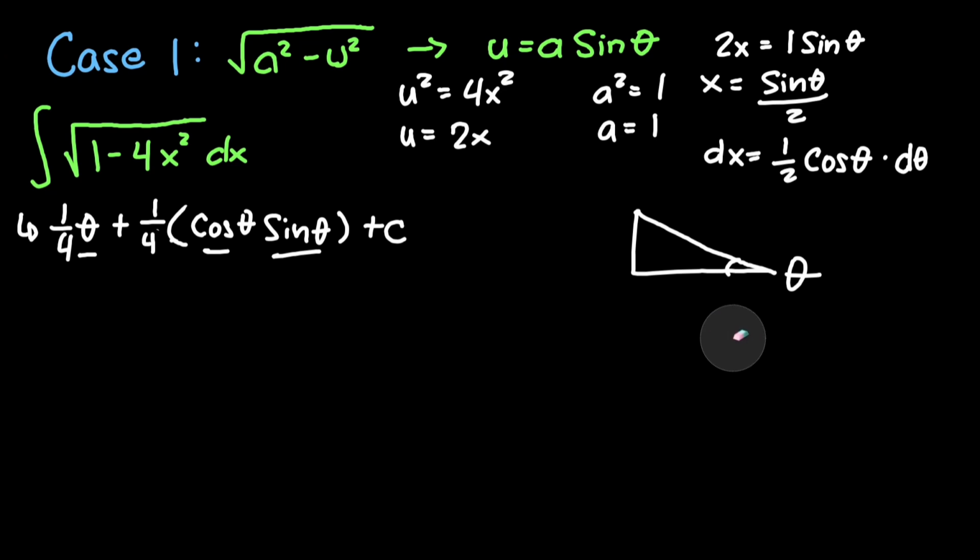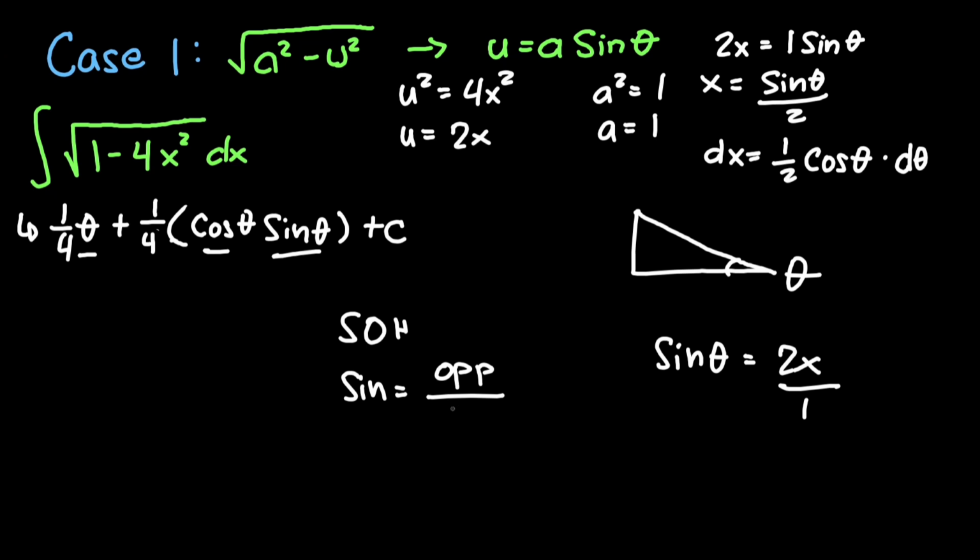Wait, I made a mistake. This should be just simpler. It would be sine of theta would be equal to 2x over 1. And so, if you still remember, sine is equal to opposite over hypotenuse. So, opposite here is 2x and hypotenuse is 1. And so, the adjacent value right here would be equal to square root of 1 minus 2x squared, or you can just put it as square root of 1 squared minus 2x squared.